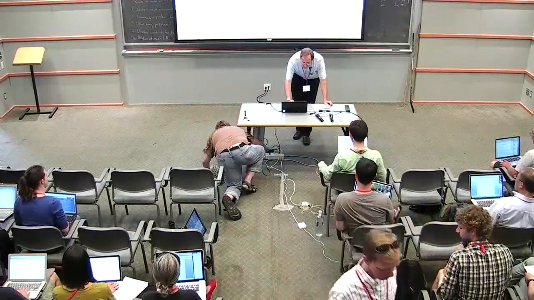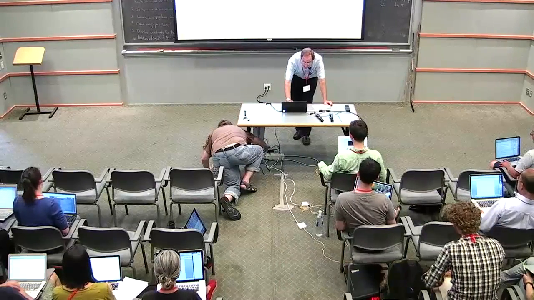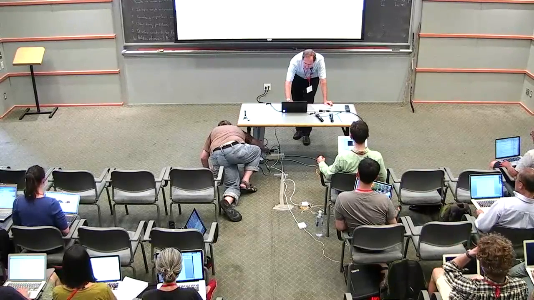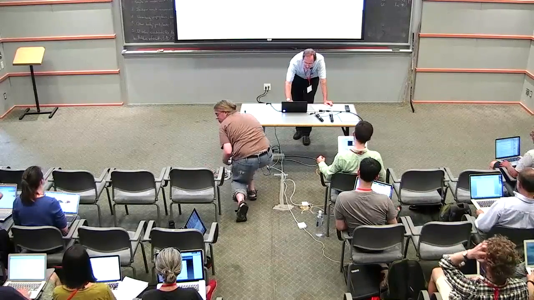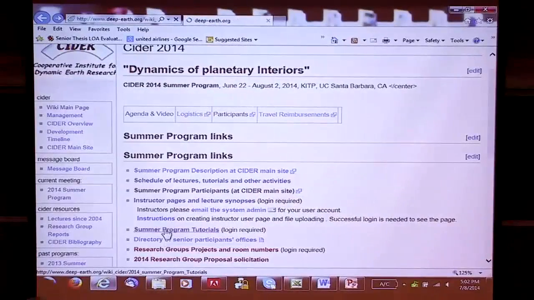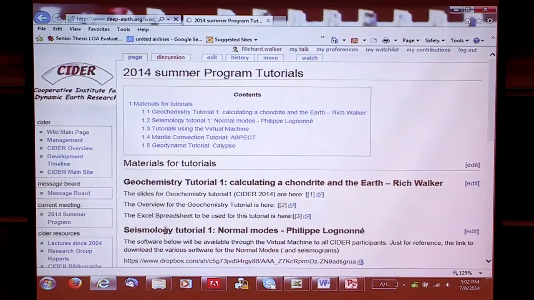So how do you find what you need? What you need to do is go to the wiki page, which I will do for you. That's this one. Go to Summer Program Tutorials. Click on that. And under Tutorial 1, you will see 1, 2, and 3. And if you want the slides, you can click on 1.